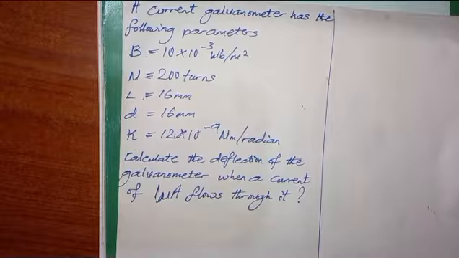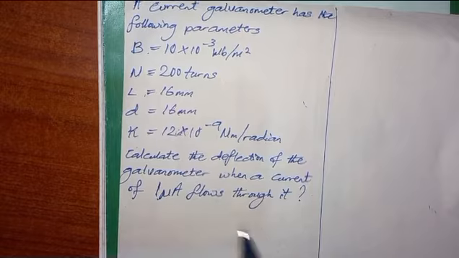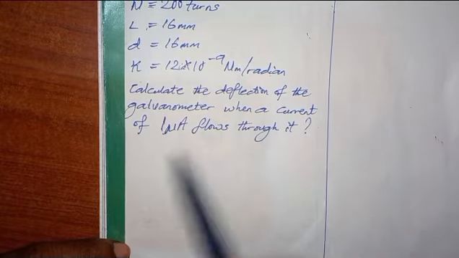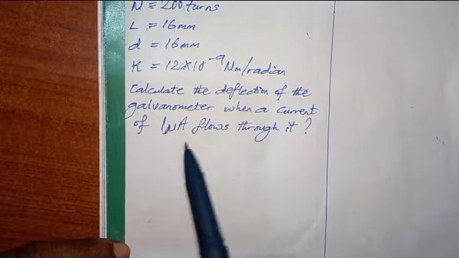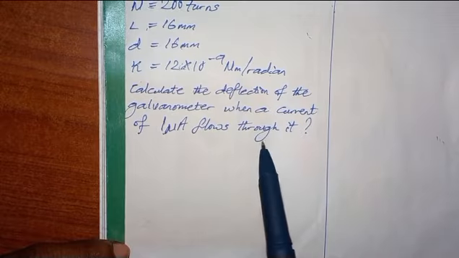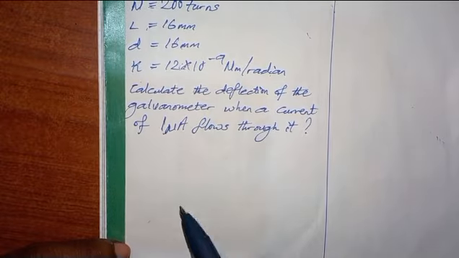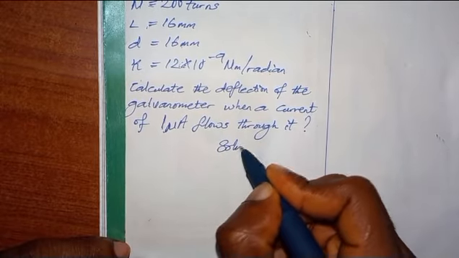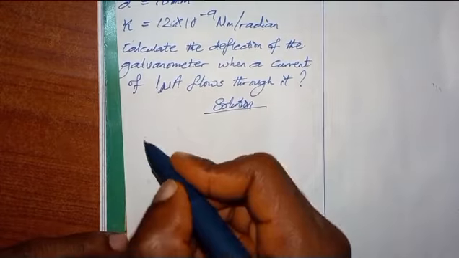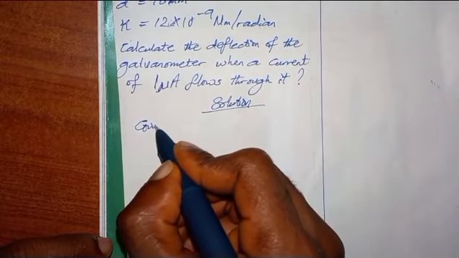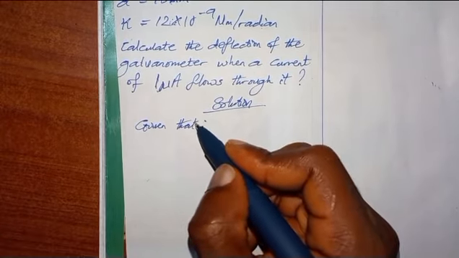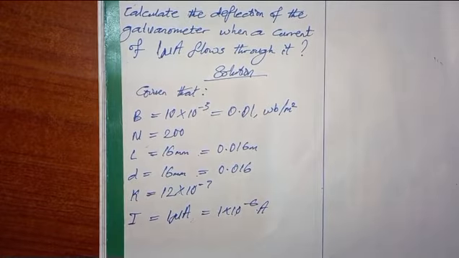Moving forward, we have the parameters that are given here. The question says calculate the deflection of the galvanometer when a current of 1 microamp flows through it. So here is the solution. Given that, these are the parameters that are being given here.